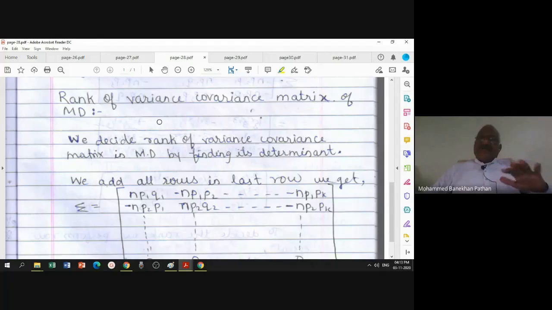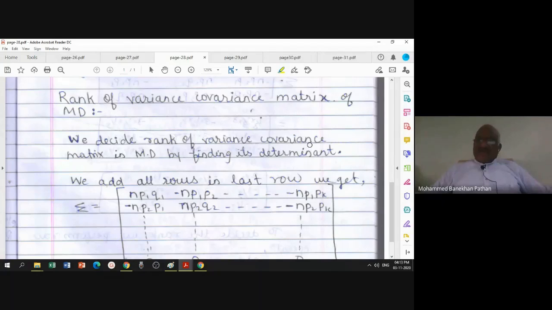Suppose you study a matrix of 3 cross 3. That means it is the arrangement of 3 vectors. Now you want to check, out of these 3 vectors, how many are orthogonal? And that is decided by calculating the determinant of your matrix. If the determinant of the given matrix is non-zero, then rank is the full order of the matrix. If the determinant of the matrix comes 0, then we conclude rank is less than the order of the matrix.